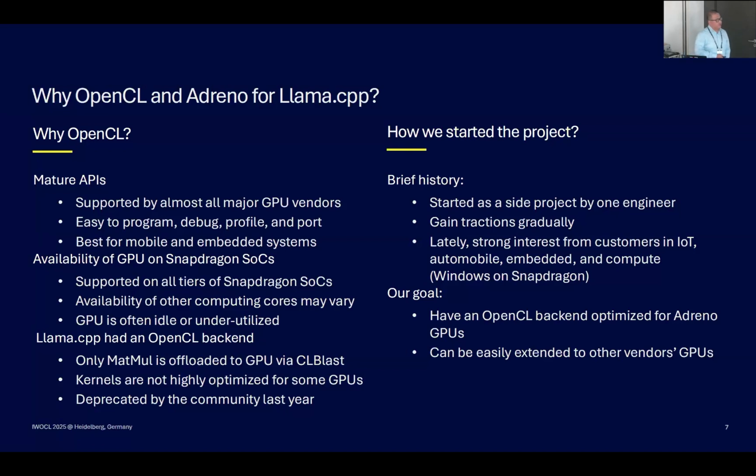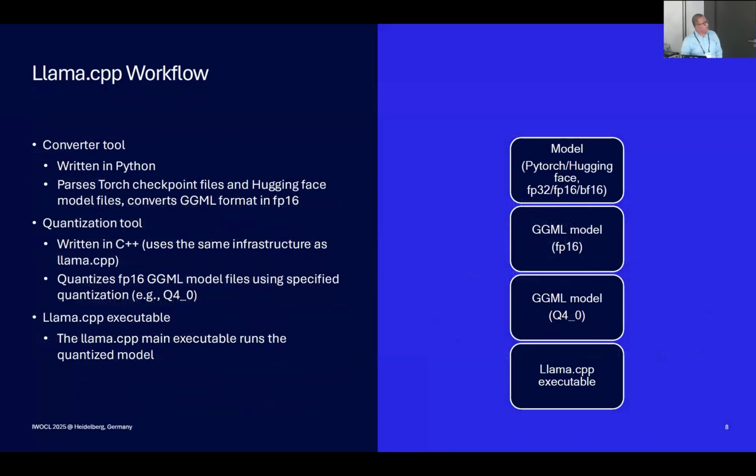So from our side, our goal for this project is to have an OpenCL backend well optimized for Adreno GPUs, so it can be easily extended to other vendors' GPUs. Here is a really quick, high-level overview of the workflow. Llama.cpp has lots of tools, including a conversion tool that converts Hugging Face models to the GGML format, and a quantization tool which converts FP16 models into a Q4 format. Through all these steps you get an executable that consumes the converted Q4_0 format.